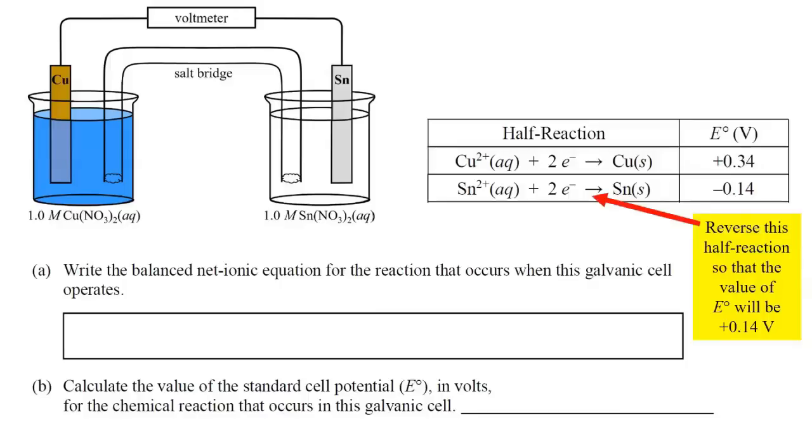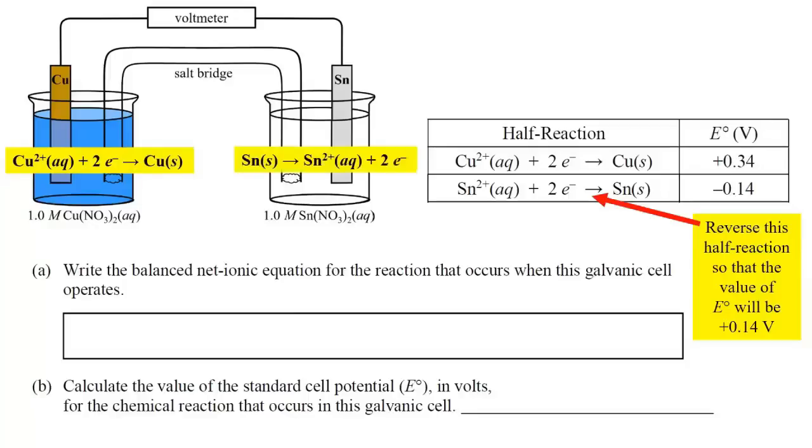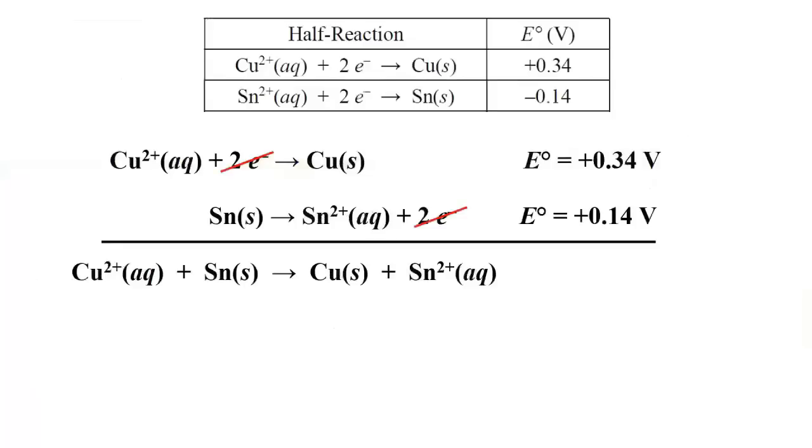That means that the copper will stay the same. It's going to be a reduction half reaction. The tin will get reversed, and it becomes an oxidation half reaction. So for part A, write the balanced net ionic equation for the reaction that occurs when this galvanic cell operates. It's going to be copper ions reacting with solid tin to produce solid copper and tin ions. And I'll show you how we process this adding of the two half reactions together.